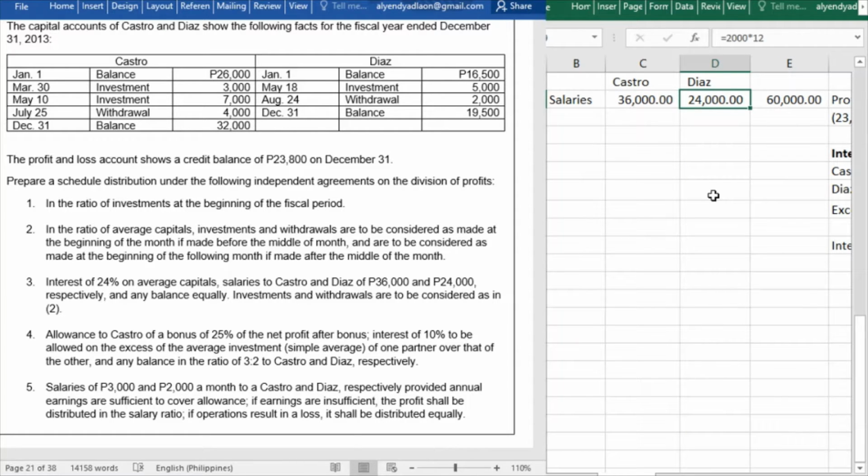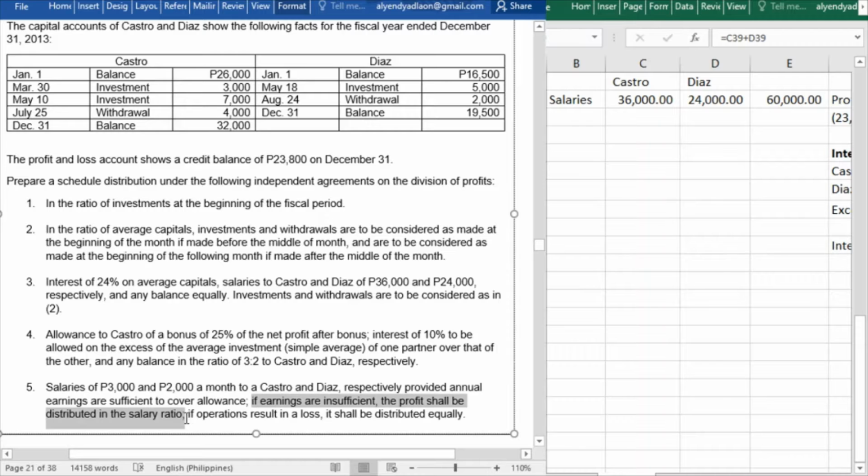But take note, class, that our profit here is only 23,800. So where does this situation belong? The first situation is if earnings are sufficient. The second is if earnings are insufficient. And the third one is if it results to a loss. Now, since we have a profit, we have to choose from the first and the second situation. But since the salaries alone is already 60,000, but our profit is only 23,800, then our situation belongs to the second case. That is, if earnings are insufficient, the profit shall be distributed in the salary ratio.